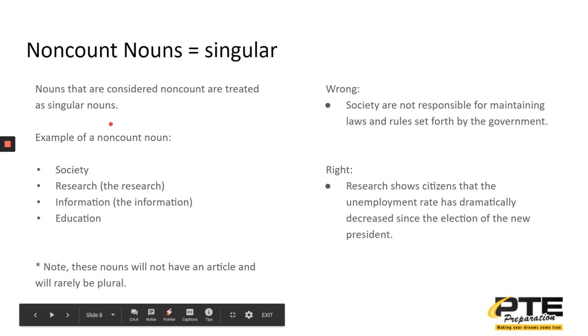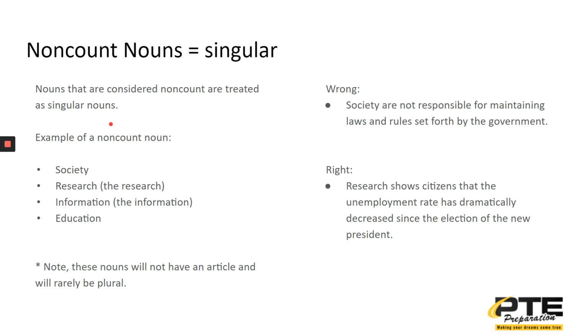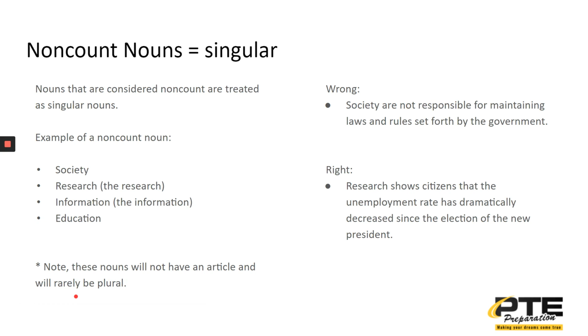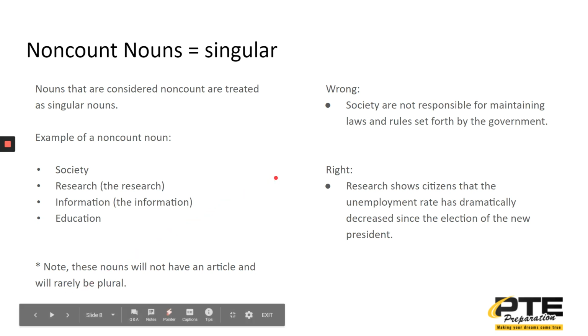Non-count nouns. So these are nouns that are considered non-count. They don't have a number, and they're actually singular nouns. Even though they might stand for a bigger picture, and it might stand for more than one person, they're actually only singular. So some examples of this are society, research, information, or education. A lot of these nouns will not have an article, and many of them will almost never be plural, or very rarely be plural.